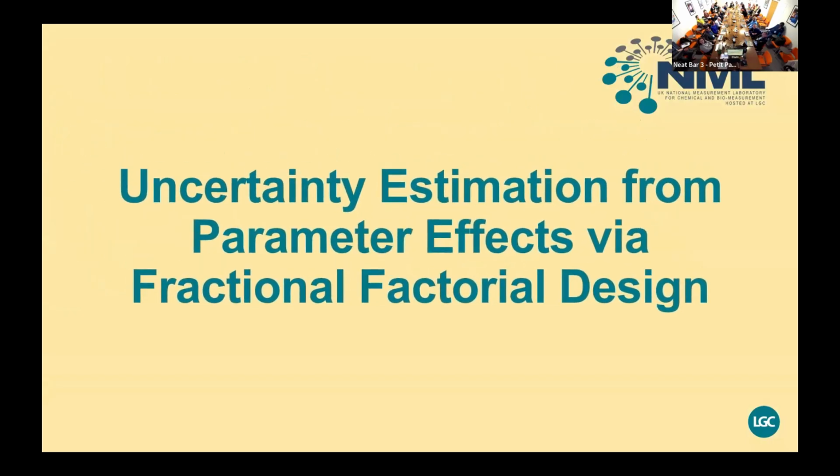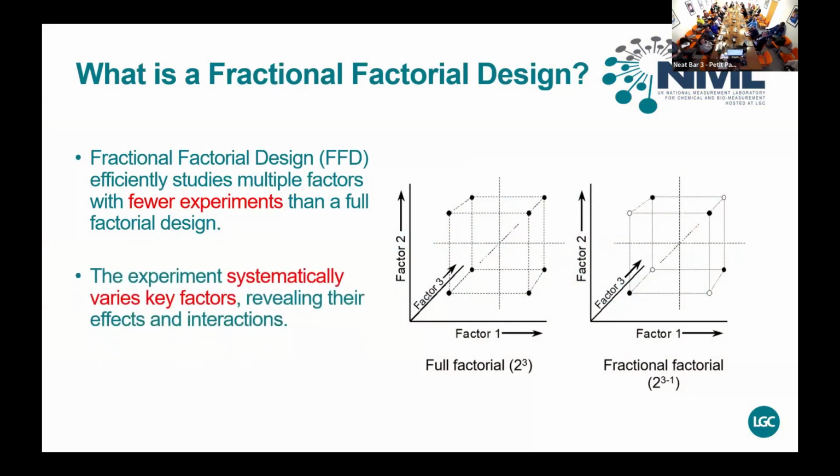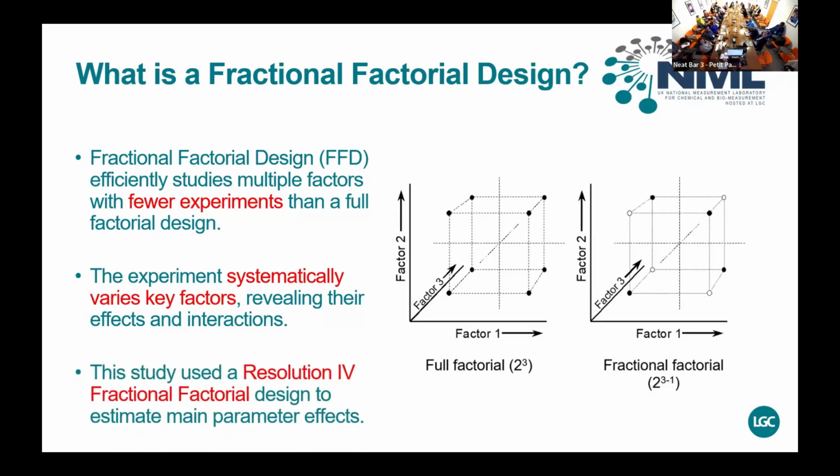So I'm going to go into a little bit more detail about the uncertainty estimation for the parameter effects using the fractional factorial design. What is a fractional factorial design for those who don't know? It's basically a really good statistical experiment that will look at your different parameters within your deconvolution and look at their effects and interactions. Within our team, we use the resolution 4 fractional factorial design to try and estimate the main impacts from the different parameter effects.